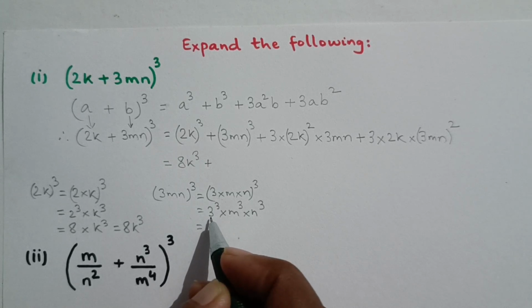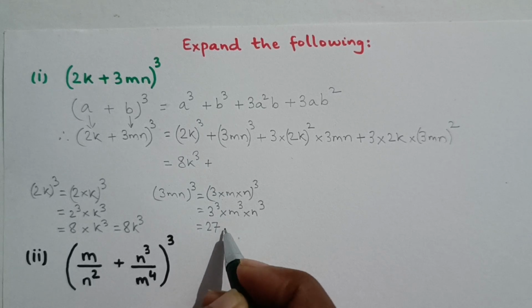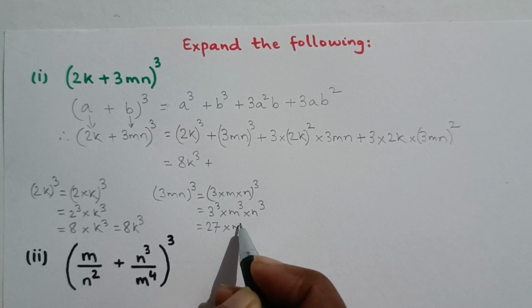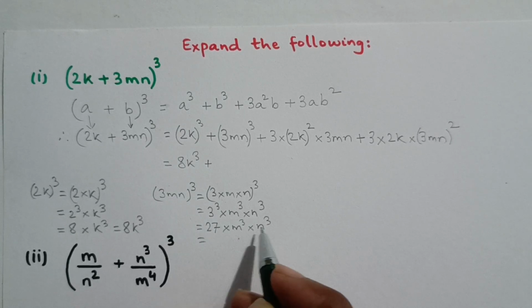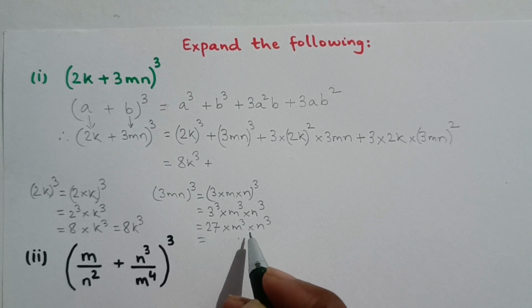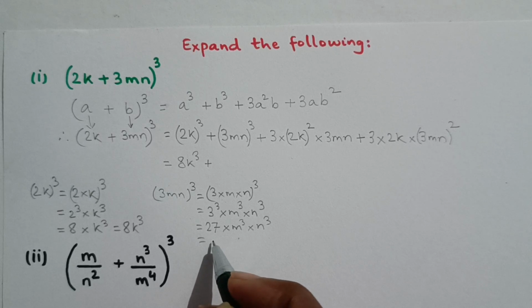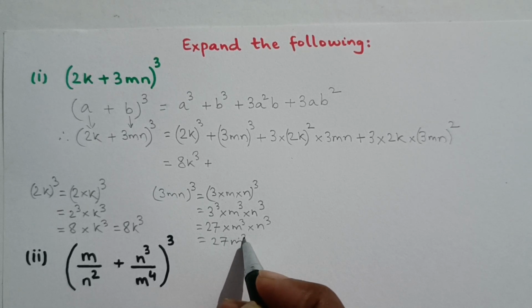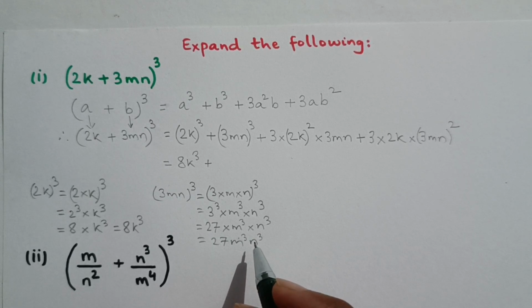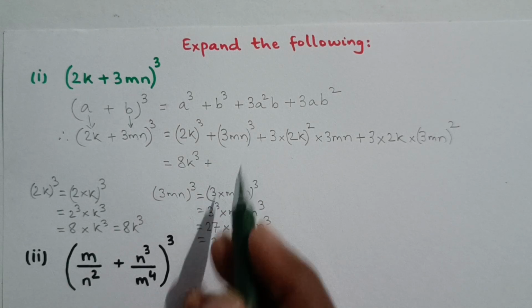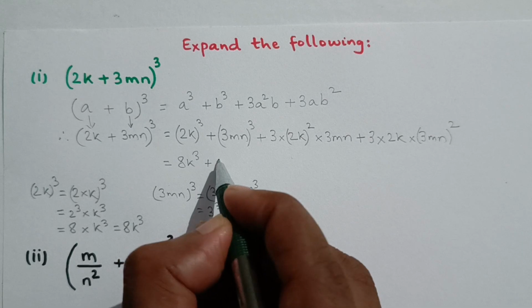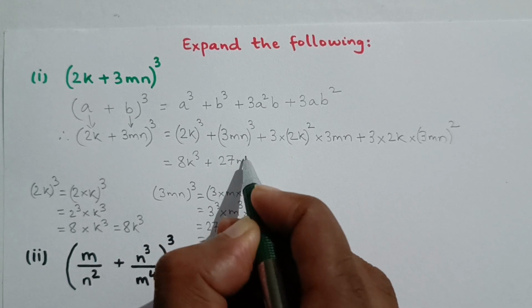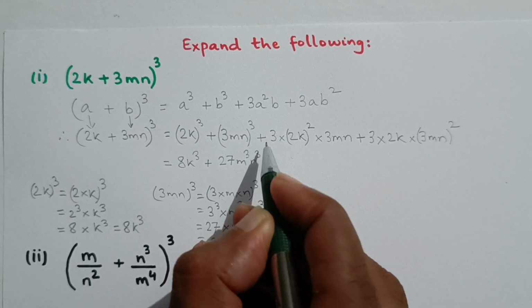And that is 3 cube. 3 cube is 27. That is multiplied to m cube and that is multiplied to n cube. And now what is 27 into m cube into n cube? It is 27 m cube n cube. So 3mn whole cube is 27 m cube n cube. So 27 m cube n cube plus.